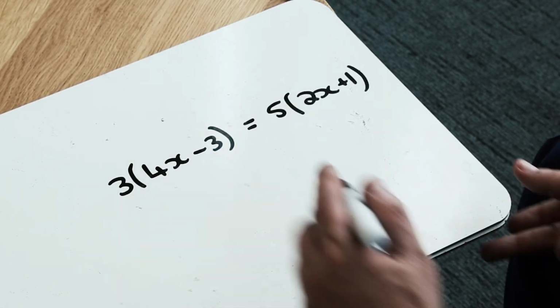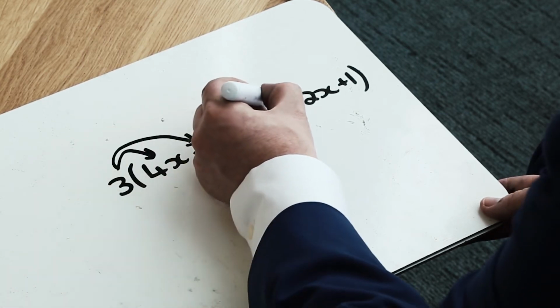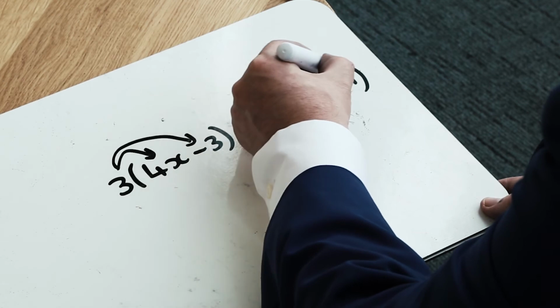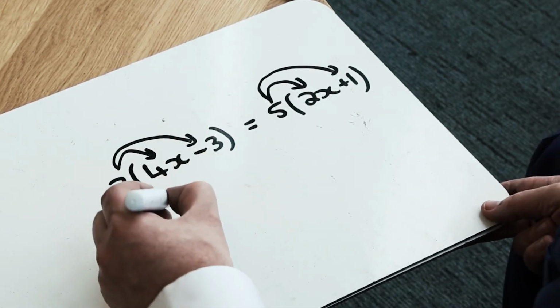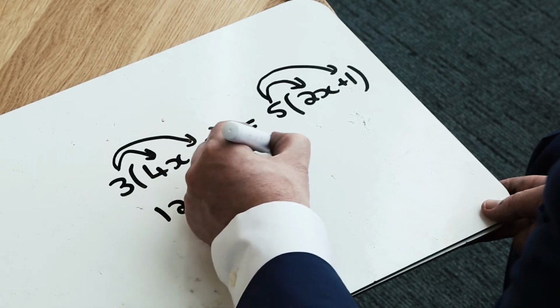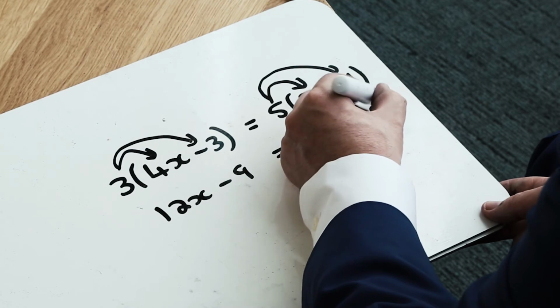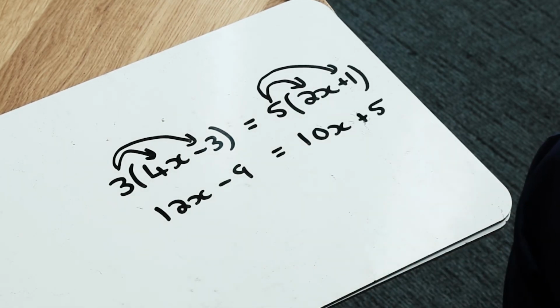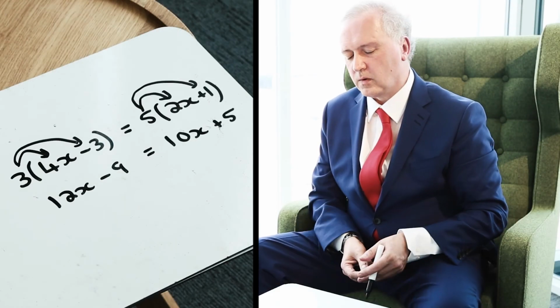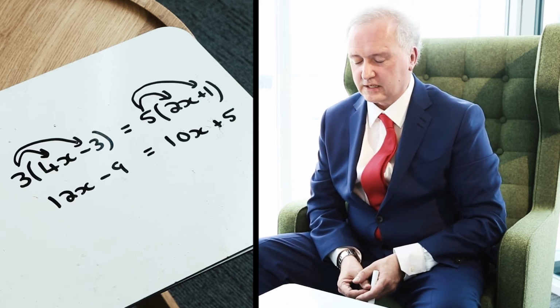By expanding the brackets first, I've got 3 lots of my 4x, and that gives me 12x. 3 lots of minus 3, so be careful with the minus sign, that gives me minus 9. And then on the right hand side I've got 5 lots of 2x, that gives me 10x. And then I've got 5 lots of 1, that gives me plus 5. So I have a scenario now where I've multiplied the brackets, but I've still got x values on each side of the equation.